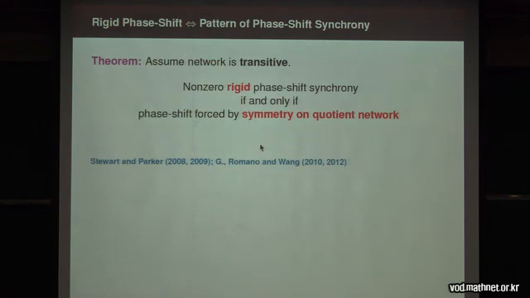But the symmetry, in fact, might not be in the network itself. It might be in what we call a quotient network, which I don't want to try to explain here. But the point is that there is a theorem which allows you to classify the different kinds of spatiotemporal symmetry or phase shift synchrony that you would see in coupled systems. And it really does depend on symmetry in order to see that.